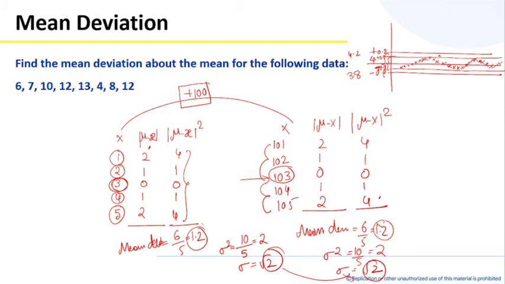And now the important learning: whenever you are adding a particular constant, the mean deviation and standard deviation will not get impacted, because the dispersion is not going to change.